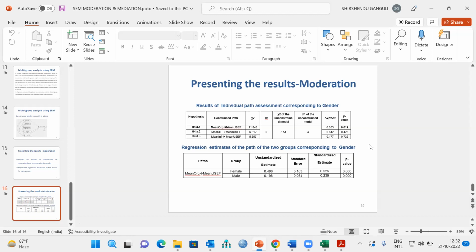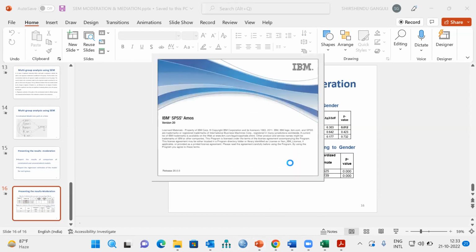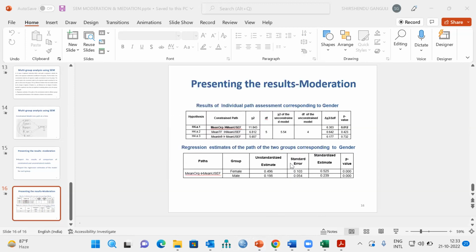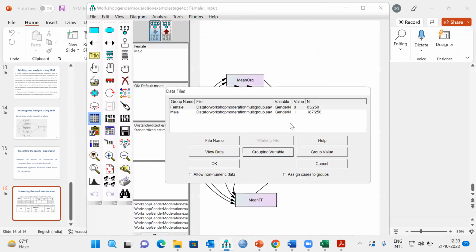That is how you put the results or explain the results for moderation. This is called a multi-group analysis. Why is it called a multi-group analysis? Because when you are defining the model, when you are putting the data set in the model, you need to define it this way. That means your groups have to be defined separately from your data set. That's why it is called multi-group analysis.